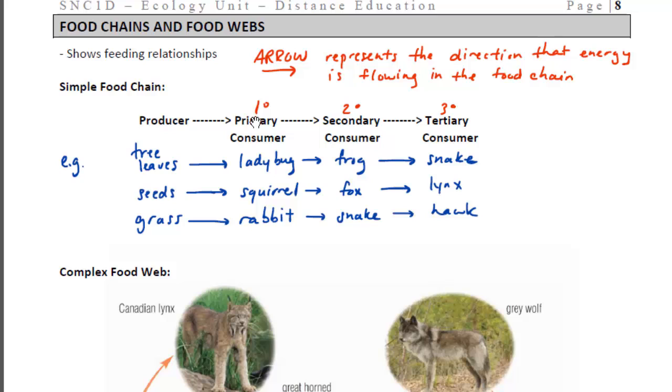So let's just do three quick little examples. You have leaves on a tree. A ladybug eats the leaves, so the energy from the leaves goes into the ladybug. The ladybug then gets eaten by a frog, so the ladybug's energy goes to the frog.